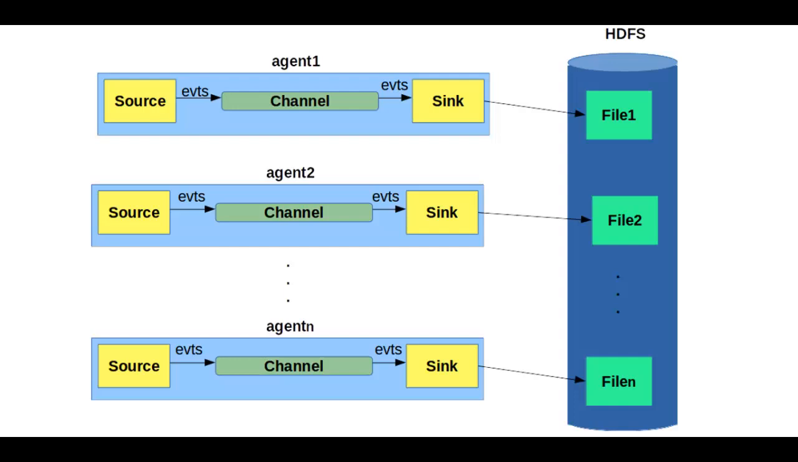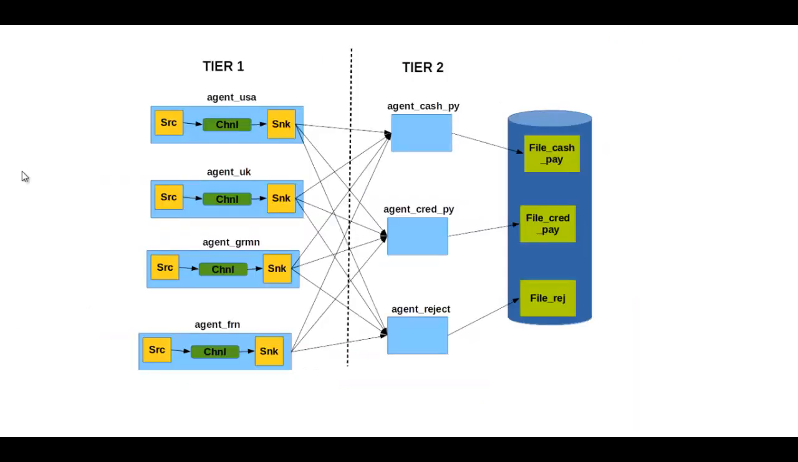Now suppose that you have a system deployed around 30 countries, and in each one of these countries there is a Flume agent sending data about sales to a centralized HDFS cluster. What can we do to aggregate events in groups of related files, for example credit payment, cash payment, or rejected sales, or there could be other categories? Well, the answer to this question is to use Flume agents in tiers.